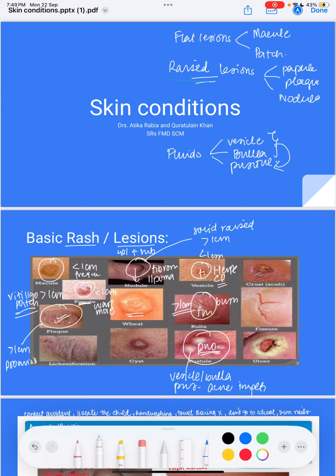Wheal. So what is wheal? Wheal is basically transient edematous, and it's usually itchy. So it usually occurs with hives or urticaria. But the thing is, it's transient, so it'll happen and then it'll go away, right?